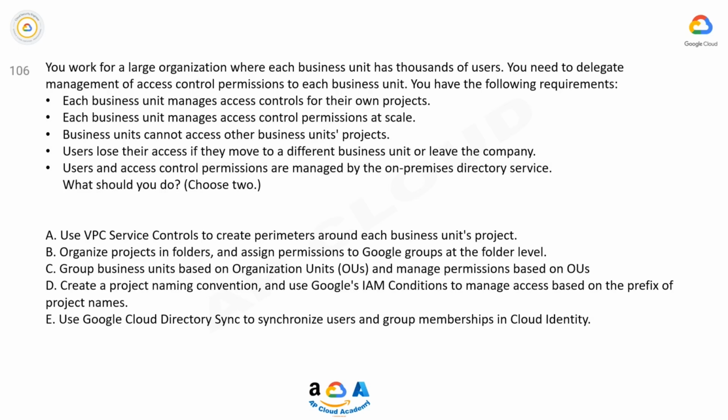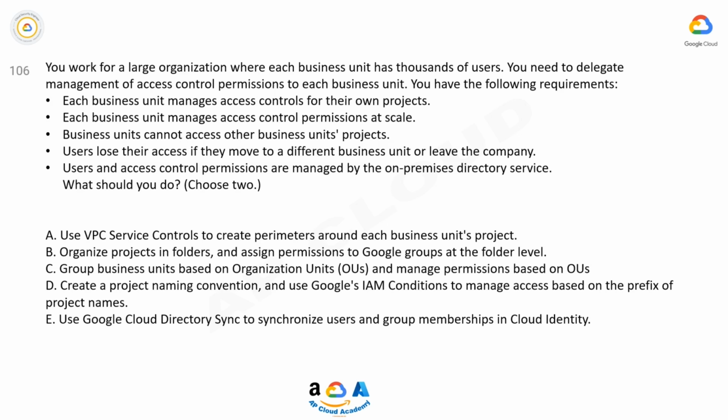106. You work for a large organization where each business unit has thousands of users. You need to delegate management of access control permissions to each business unit. You have the following requirements. Each business unit manages access controls for their own projects. Each business unit manages access control permissions at scale. Business units cannot access other business units' projects. Users lose their access if they move to a different business unit or leave the company. Users and access control permissions are managed by the on-premises directory service. What should you do? Choose 2.